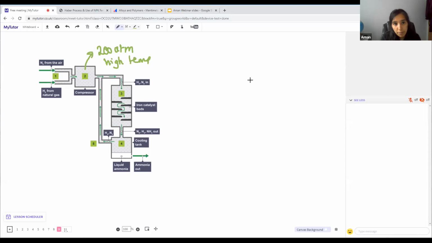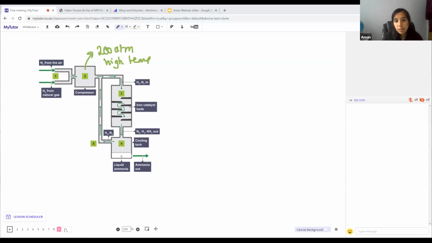Okay, and then we follow the arrows and we end up here in the iron catalyst beds. So remember, the iron is a catalyst. A catalyst speeds up the rate of reaction without being used up itself. So again, that was something we looked at when we looked at rates of reaction and equilibrium. So catalysts do not get used up, but they speed up the rate of reaction. Does anyone remember how a catalyst speeds up the rate of reaction in terms of the activation energy?